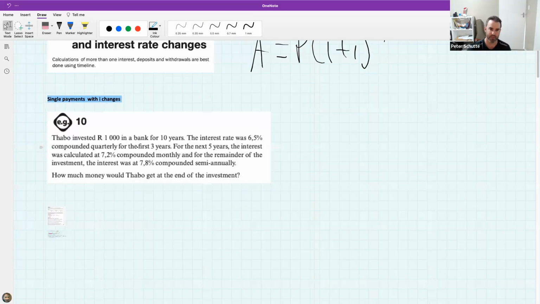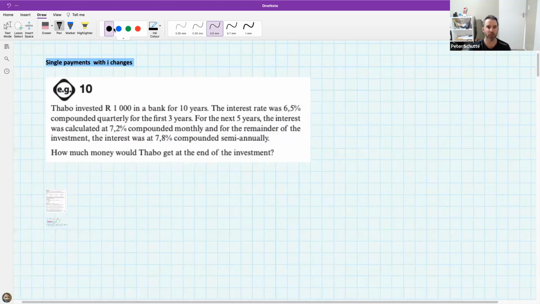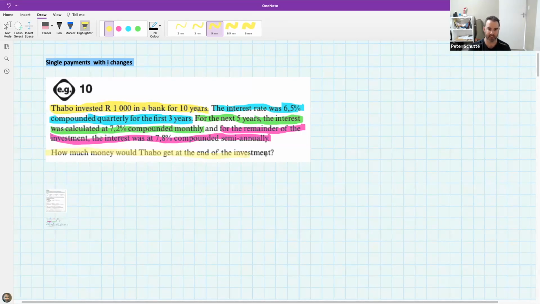So here's the first question. And the way I do it is I look through it and I look for the key information. So it says, maybe I'll highlight it, Thabo invested 1,000 Rand in a bank for 10 years. So it seems like this question is based on the time period of 10 years. The interest rate was 6.5% compounded quarterly for 3 years. So that's kind of important. For the next 5 years, the interest rate was calculated at that. And then for the remainder, the interest was compounded like that. And then the final question is, how much money would Thabo get at the end of the investment?